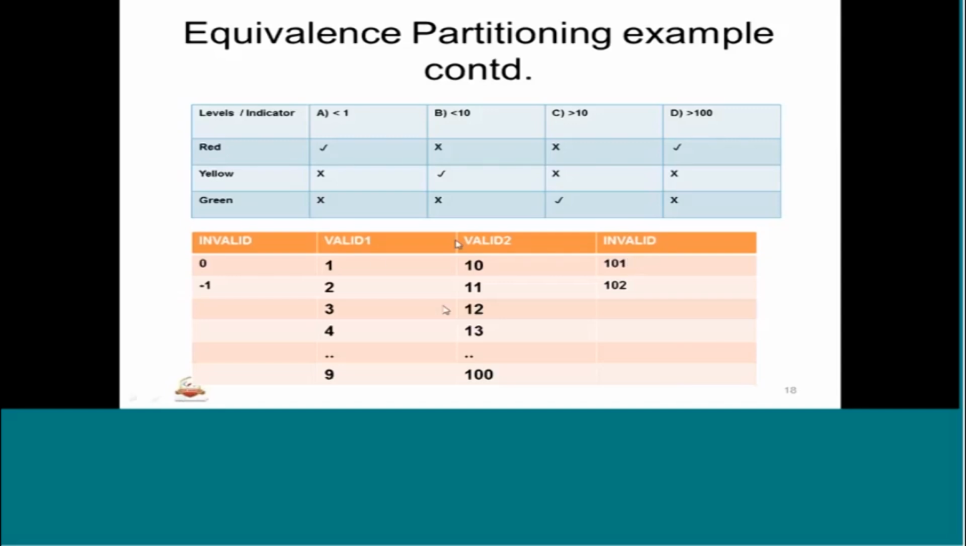So we have 2 valid equivalence partitions: 1, 2, 3, 4 up to 9, and 10, 11, 12, 13 up to 100. In this valid equivalence class we can choose something like 1, 5 and 9, or it could be just 1 is enough. Similarly, for the second valid group of equivalence class we can have 10, 20, 100 likewise.